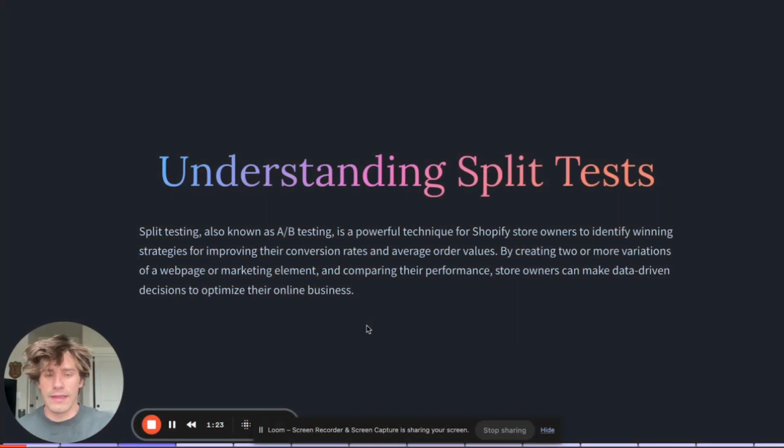First things first is understanding what a split test is. Split testing, also known as A/B testing, is a powerful technique for Shopify and really any e-commerce store owners to identify winning strategies for improving conversion rates, AOVs, LTVs, and really any of those core metrics. By creating two or more variations of a specific web page or marketing element, and then comparing their performance, store owners can make data-driven decisions to optimize their business.